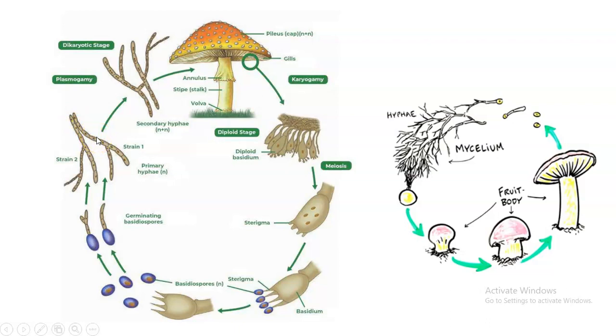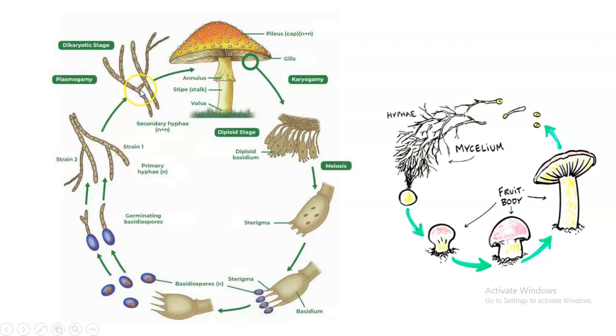And before that, understand one thing. In some species of Agaricus, there can be a homothallic condition. That means both hyphae will be of the same strain. In some species there will be a heterothallic condition. There will be strain 1 and strain 2, so they will be fusing. Just keep that in mind. That's just additional information.